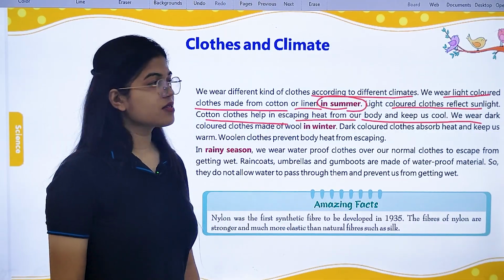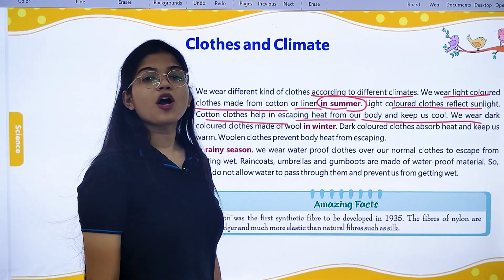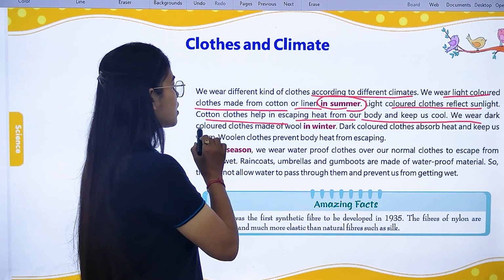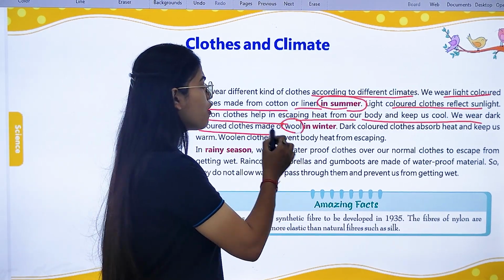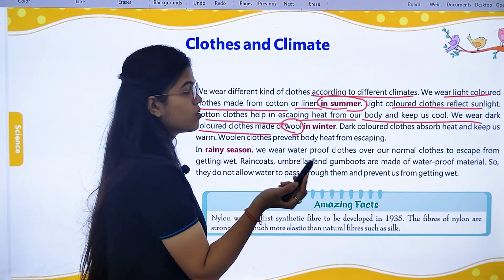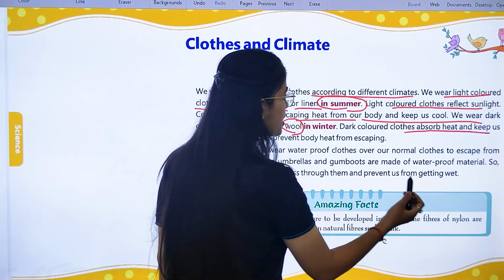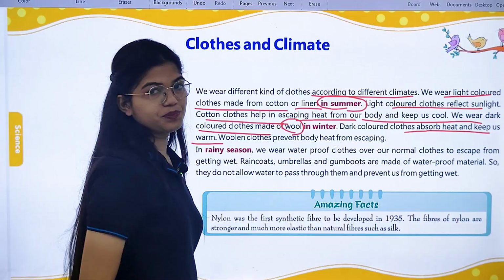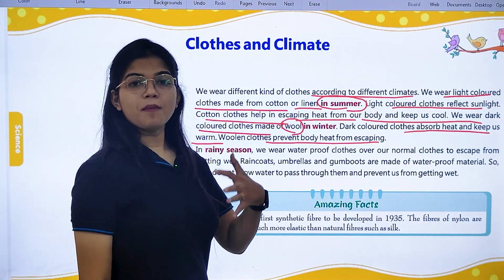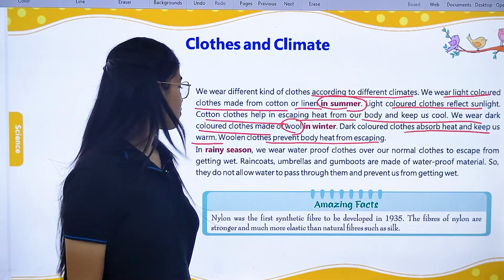Then if we talk about winter season, in winters we wear dark colored clothes, usually made of wool. Now what do these dark colored clothes do? They absorb the heat and they keep us warm. Woolen clothes prevent the body heat from escaping out of the body.